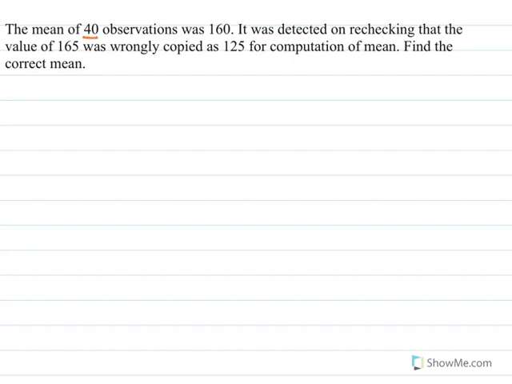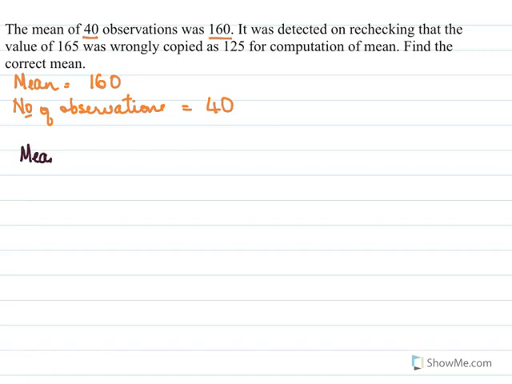The mean of 40 observations was 160. So let's write that. Mean equal to 160. Number of observations equal to 40. So we know the formula for mean: mean equal to sum over number of observations. So here we have 40. We do not know the sum, but the number of observations is 40. Here the mean is 160, not 40.